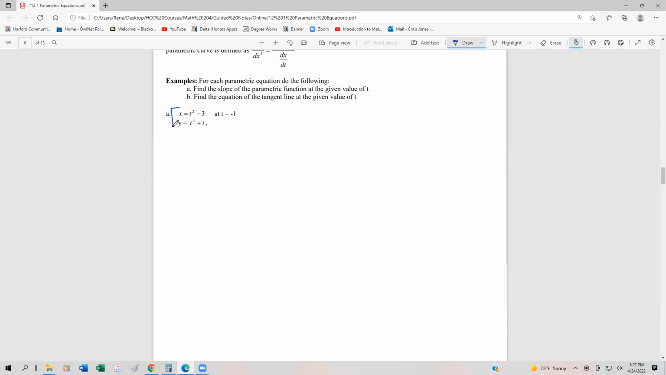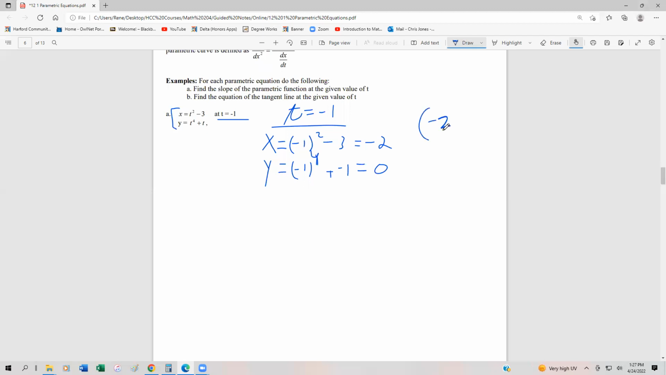So we're given this parametric, and we're given this point, t equals -1, and we're going to find the slope at the given point, and then find the equation of the tangent line. All right, so first things first, let's figure out what's going on with the parametric exactly at t equals -1. So x is going to be equal to (-1) squared minus 3, which is -2. And then y is going to be equal to (-1) to the 4th plus -1, which is 0. So basically in Cartesian coordinates, we're looking at this point right here, and we're trying to find the equation of the tangent line.